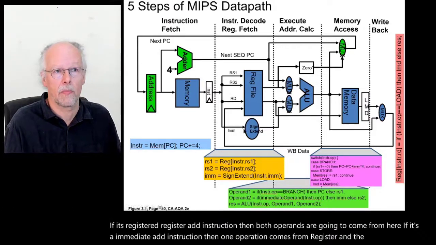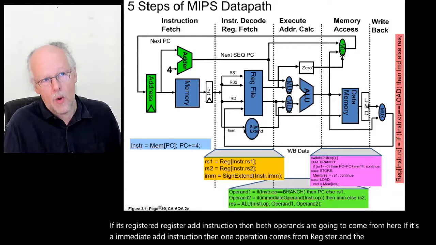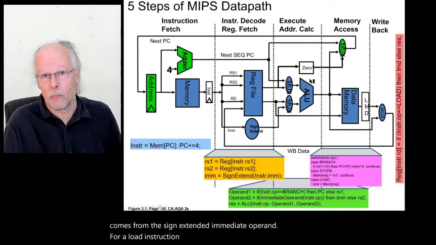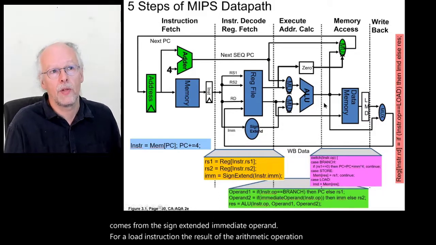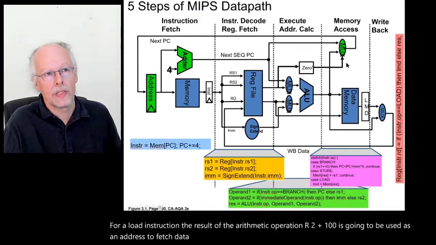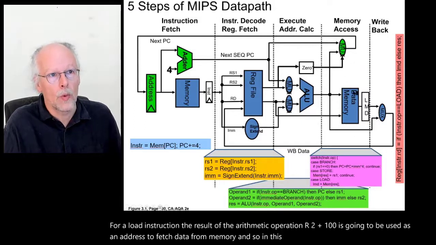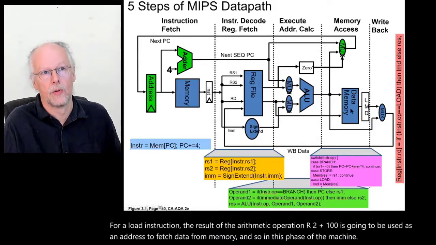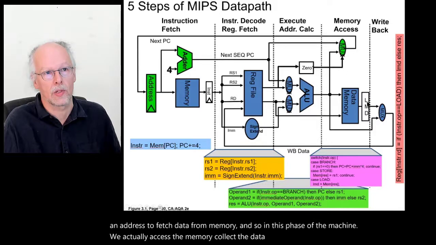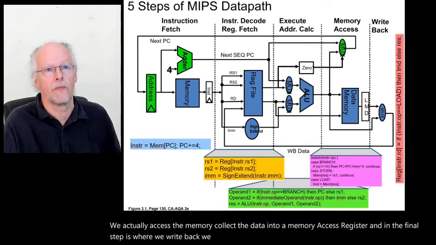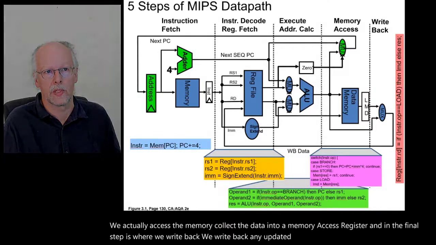Now, for a load instruction, the result of that arithmetic operation, like R2 plus 100, is going to be used as an address to fetch data from memory. And so in this phase of the machine, we actually access the memory, collect the data into a memory access register, and then the final step is where we write back. We write back any updated registers from the execution of this instruction.